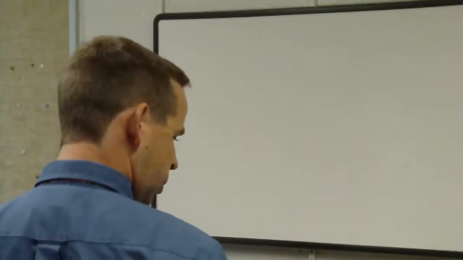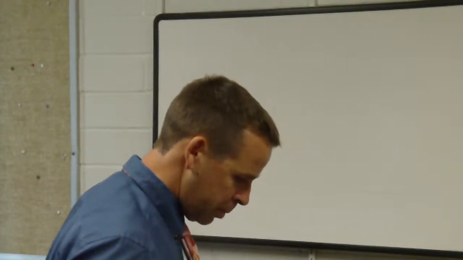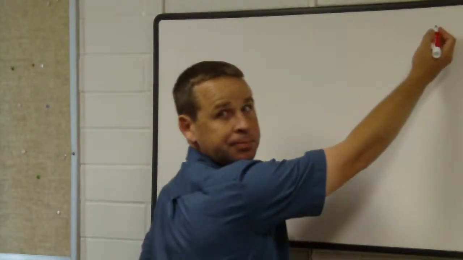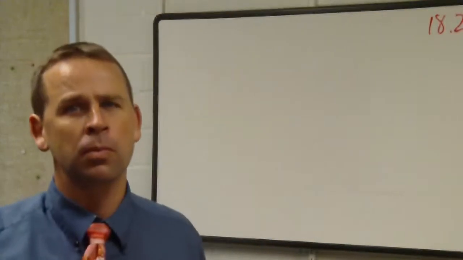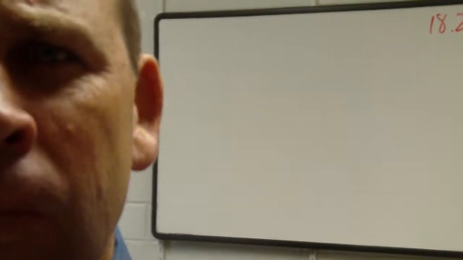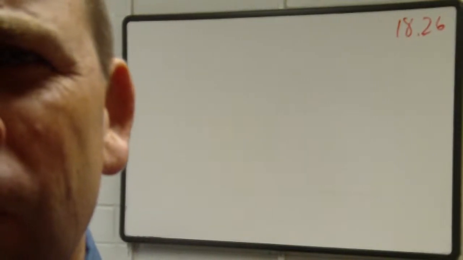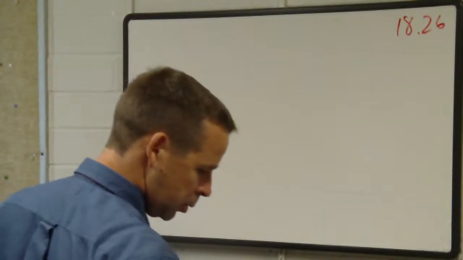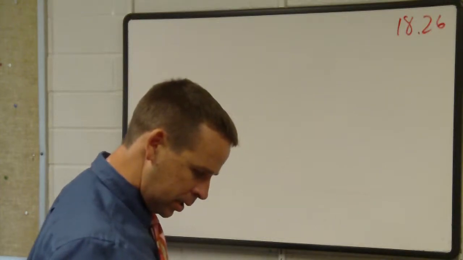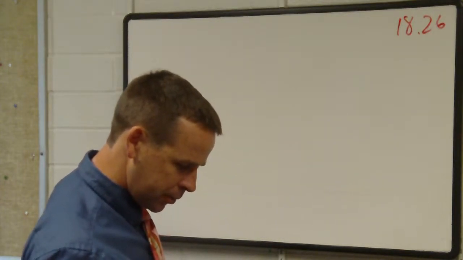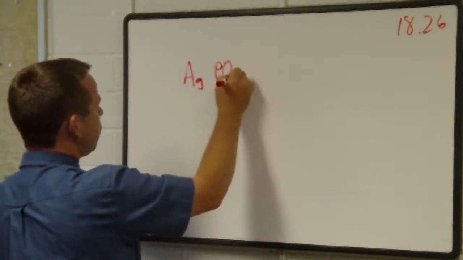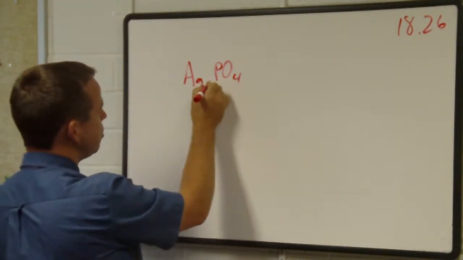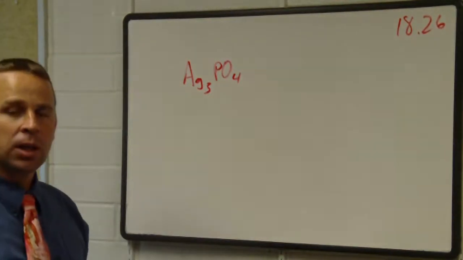Okay, so problem 1826 in the book. All right, so problem 1826, it says at 25 degrees Celsius, the molar solubility of silver phosphate, Ag3PO4. Now the phosphate has a 3- charge, so there's 3 silvers on silver phosphate.